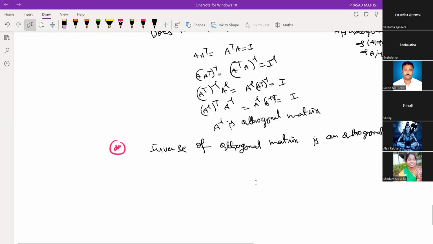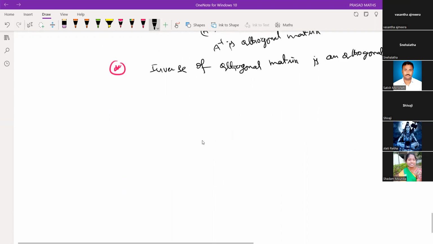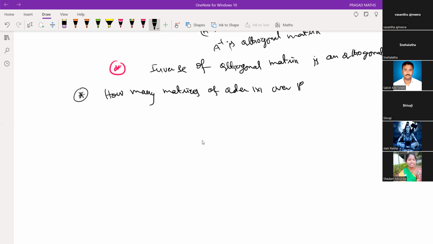Now look at the cardinalities. Suppose we take 1 cross 1 orthogonal matrices over the field R. How many orthogonal matrices of order 1 cross 1 are there over R? That is the same as taking the 1 cross 1 matrices over R in such a way that they are orthogonal matrices.